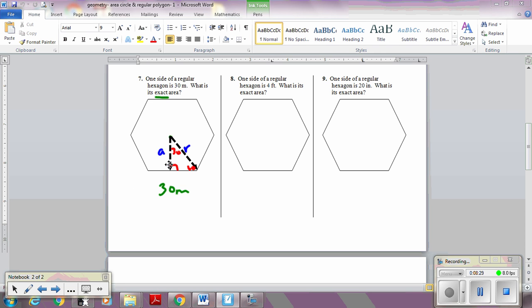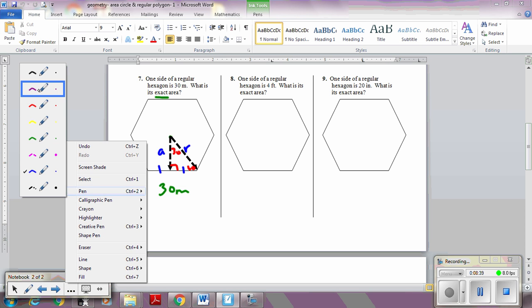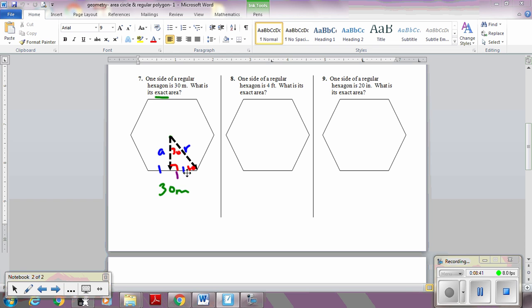And again, your apothem divides the side into equal parts, so that means each one of them is 15. And 15 happens to be across from 30 on the special right triangle, so that means your apothem is going to be 15 root 3, because that's the pattern, that's the rule. So to find the area, it's apothem times perimeter divided by 2.